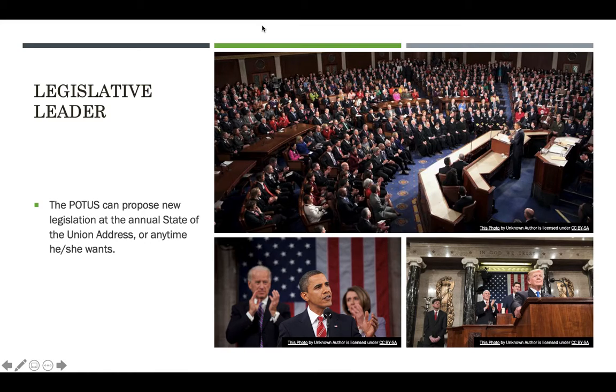But they're both getting accomplished the same thing: letting the Congress know and letting the people know what policies they want, so that they can propose and push for new legislation. But remember, they are not able to make laws. That is not the president's job. But they can ask for new laws. They can propose new laws. They can ask for new laws to be proposed, but they themselves cannot make laws.